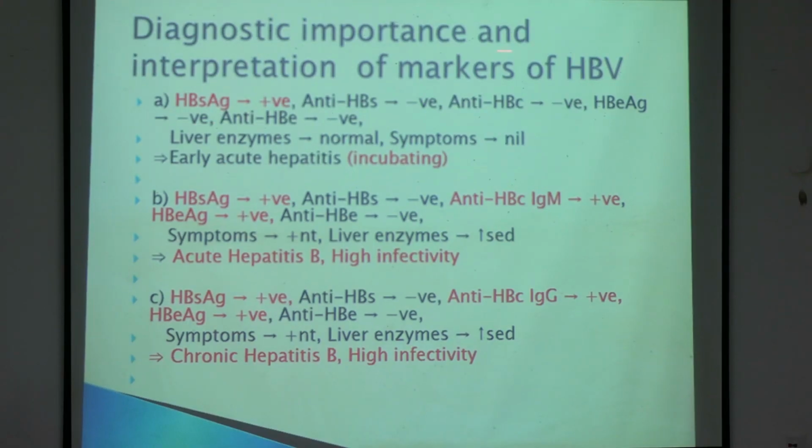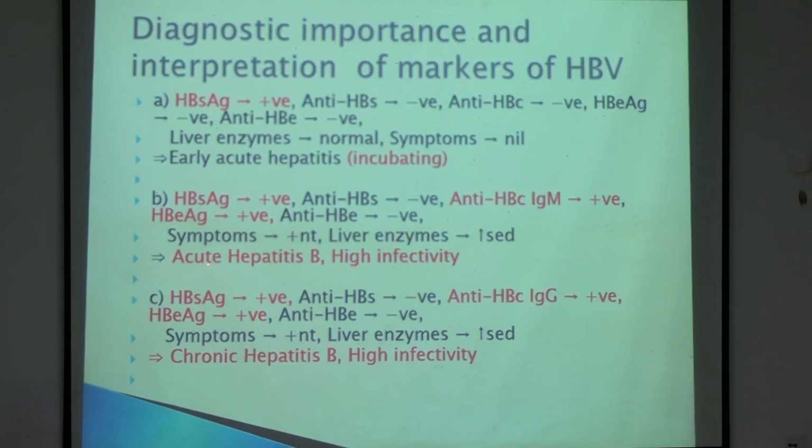Then this is the diagnostic importance and interpretation. Same. In a patient who is incubating, you will have HBsAg positive. In acute hepatitis B and high infectivity, HBsAg is positive, anti-HBc IgM positive, and HBeAg positive.